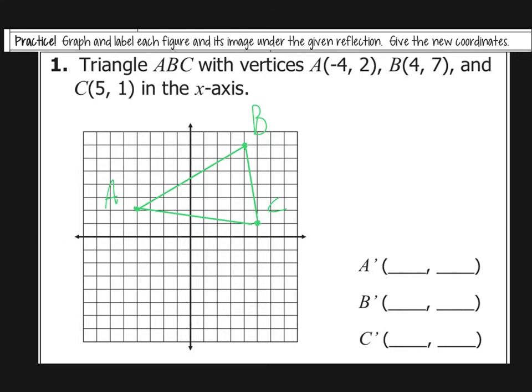So here's our x-axis. And what we want to do is look at the distance A is from that axis. It's 2 units. So A prime is going to jump down here. And I've drawn the point in and labeled it A prime. Now the distance from B to this axis is 7 units away, right? That distance is a 7-unit distance away. So I'm going to go 7 units down there, and I'm going to label that B prime.